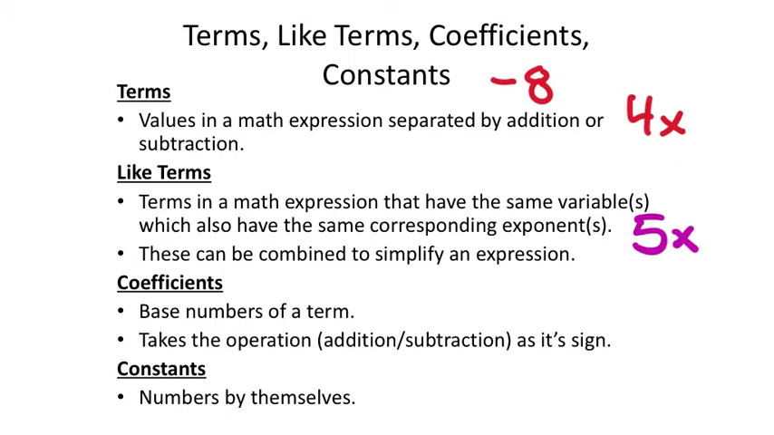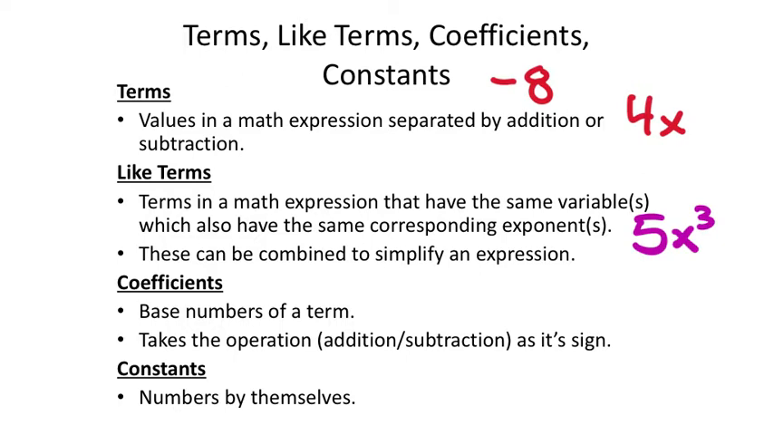Now, a coefficient is just a number that's being multiplied by the letter. It's the base number of a term. It does take the operation to its left as its sign, whether it's addition or subtraction. I didn't mention this before, but terms do the same thing. So a coefficient is a number being multiplied by a letter or a variable. So if I looked at this term right here, the 5 is the coefficient because it's being multiplied by the x. If I look at this term right here, 4x, the 4 is the coefficient because it's being multiplied by the x. And the exponent of the variable doesn't matter, so even if I said that was 5x to the power of 3, the 5 is still the coefficient. It's just of an x cubed now.